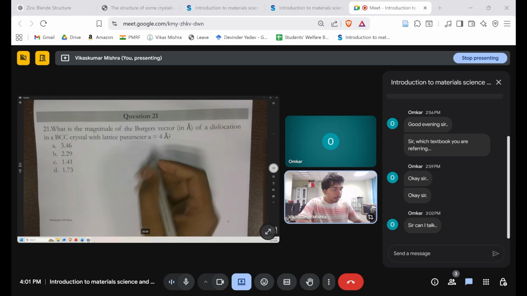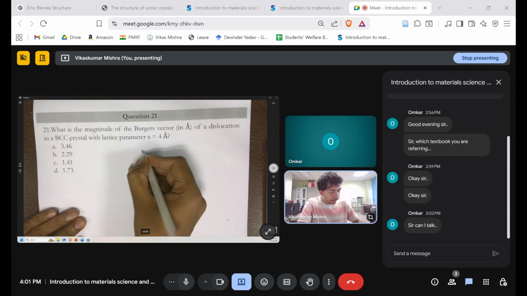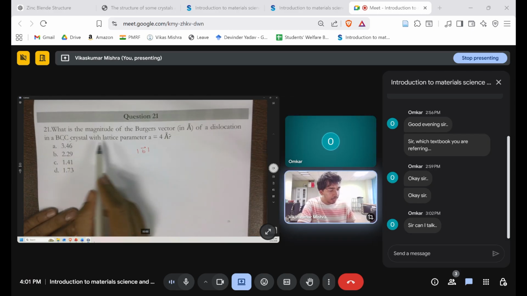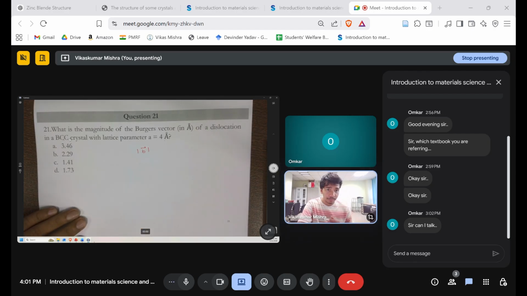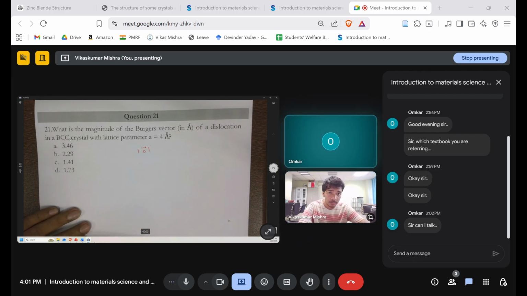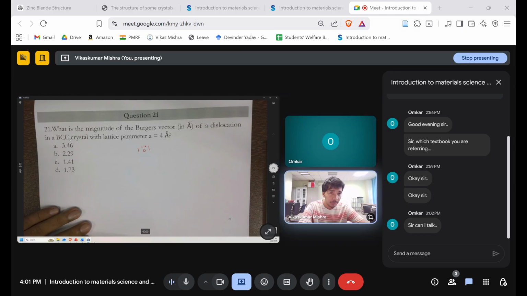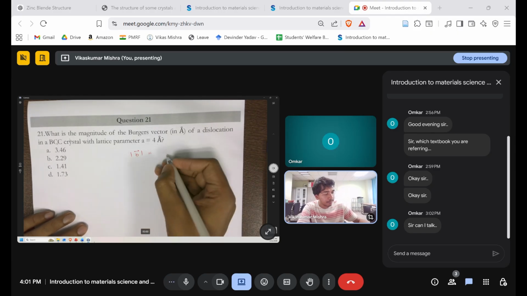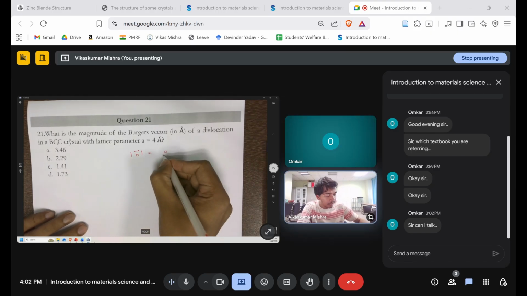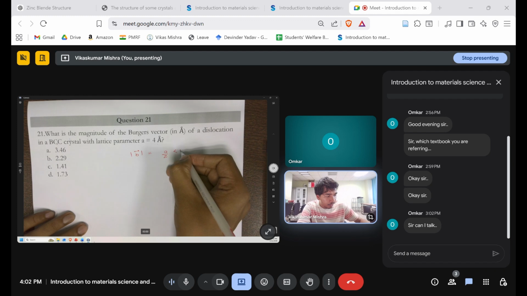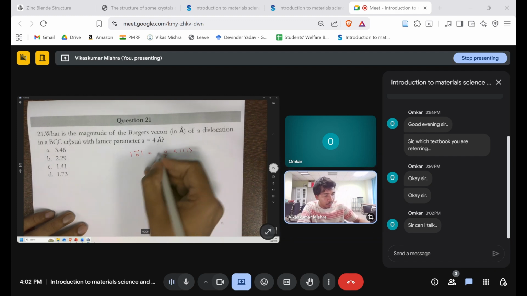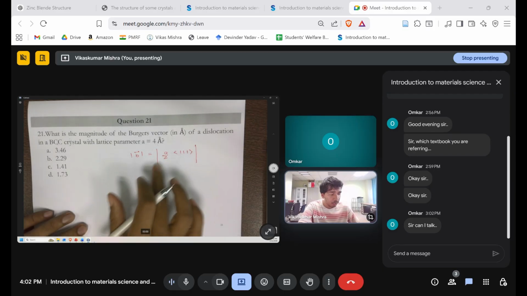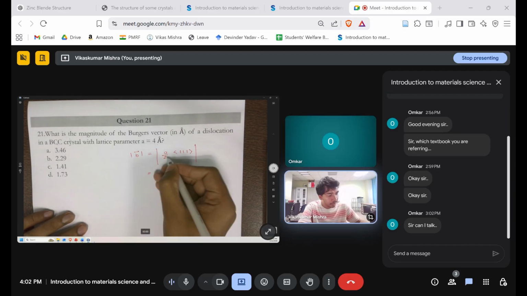What is the magnitude of the Burgers vector of a dislocation in the BCC crystal with a lattice parameter of 4? So now we have to find the magnitude of the Burgers vector. The magnitude will be given as a by 2 times <1, 1, 1> in the BCC. We have to find the magnitude of this. A by 2 we can take outside because it's just a scalar quantity.